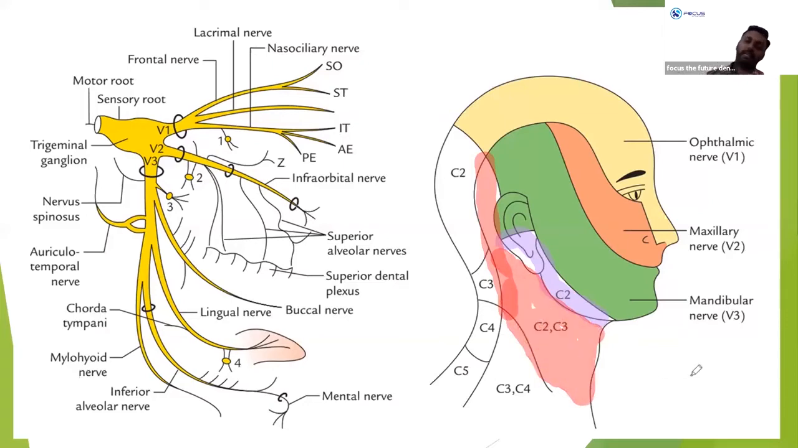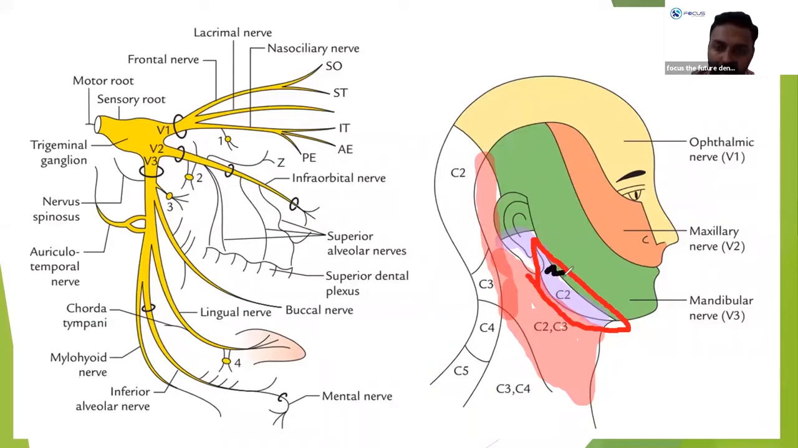So this much area is covered by C2 and C3. Now I have a very important clinical thing to teach you here. Just see this area. This area involves the skin or the area around the angle of mandible. So when you are doing an impaction, when you are removing impacted teeth, sometimes you might get pain.